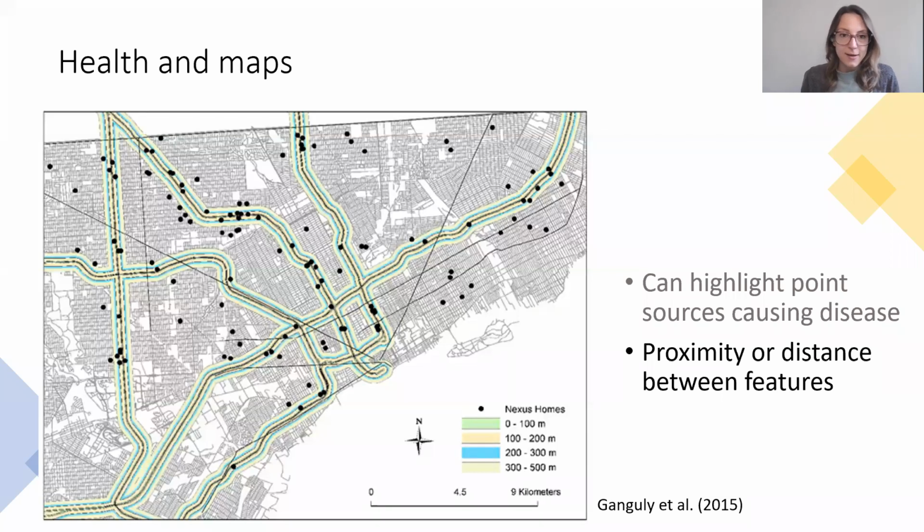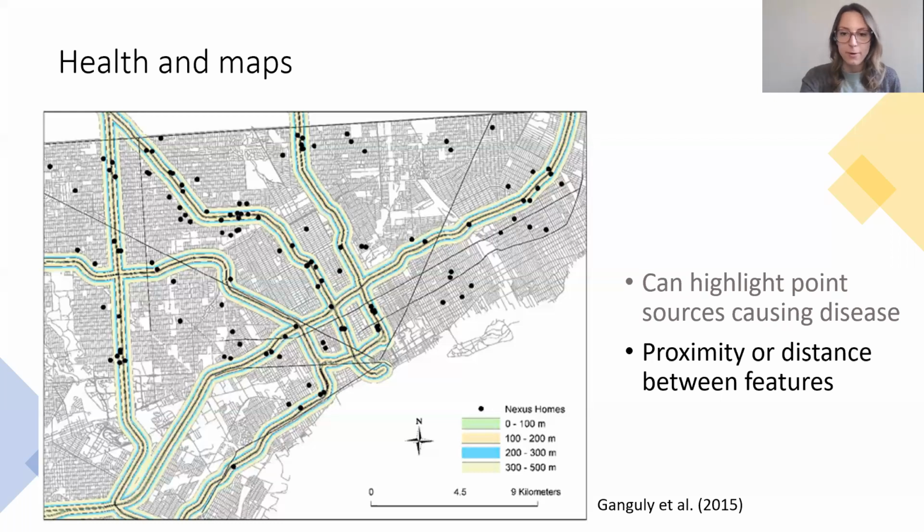Now, what they did in this study was that they were interested in studying those black little points, which signify children's addresses, so residents that they enlisted in their study, and they wanted to know their distance to the highway, their proximity to the highway. And I believe this was specifically for a study that again looked at rates of childhood asthma. So maps, we learned, are good for highlighting point sources, but also for proximity.